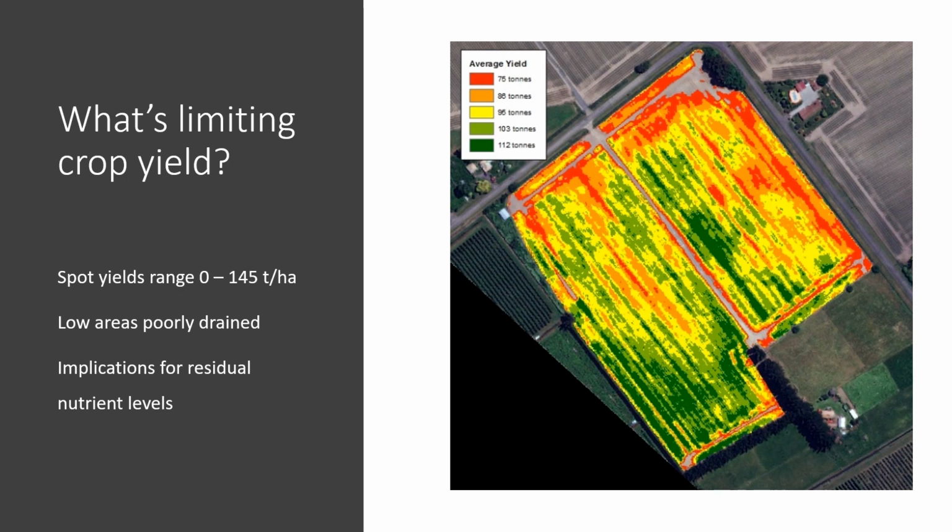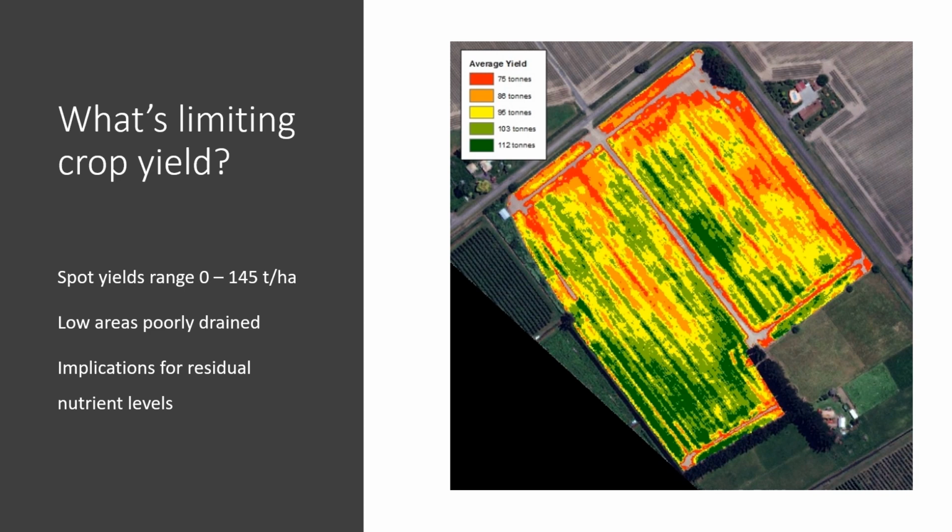The image on screen is a yield map for a vegetable crop in Hawke's Bay. The mean zone yield is 75 tonnes per hectare in the red zones and 112 tonnes per hectare in the green zones. Overall, the yield ranged from 0 to 145 tonnes per hectare. This is a huge amount of variation.